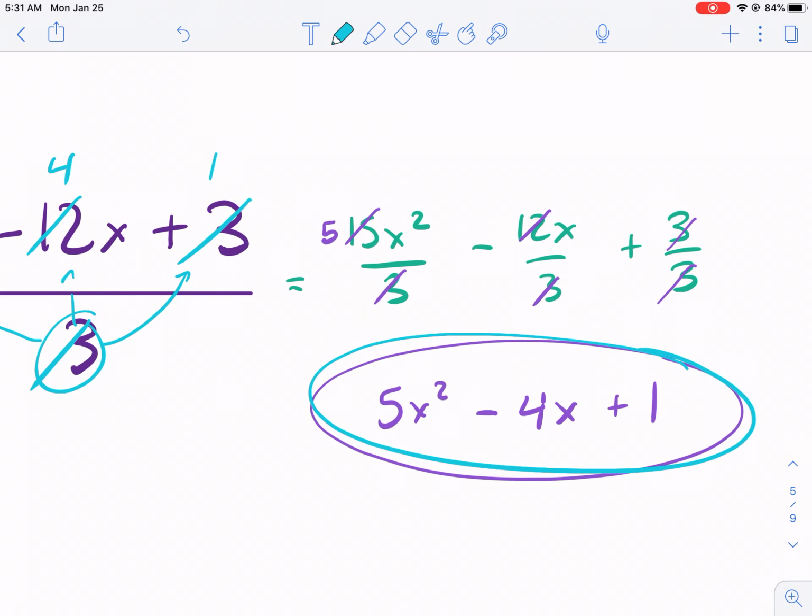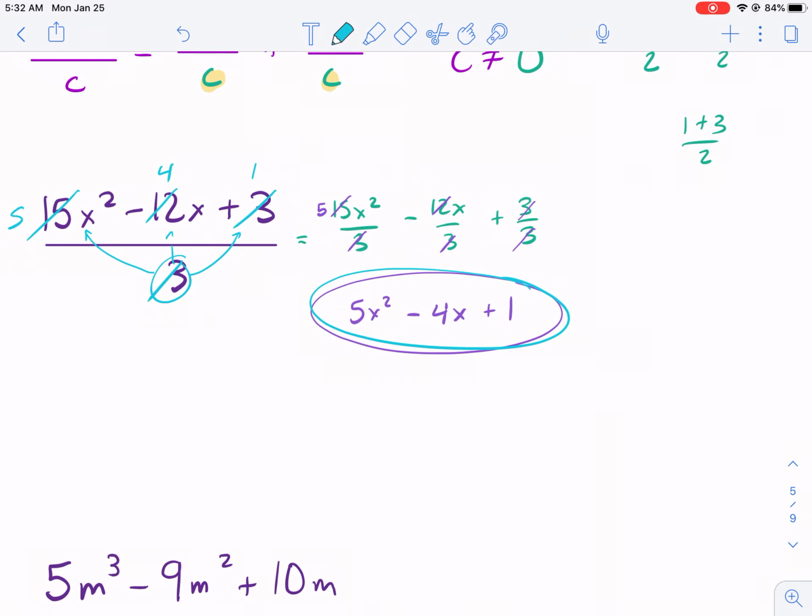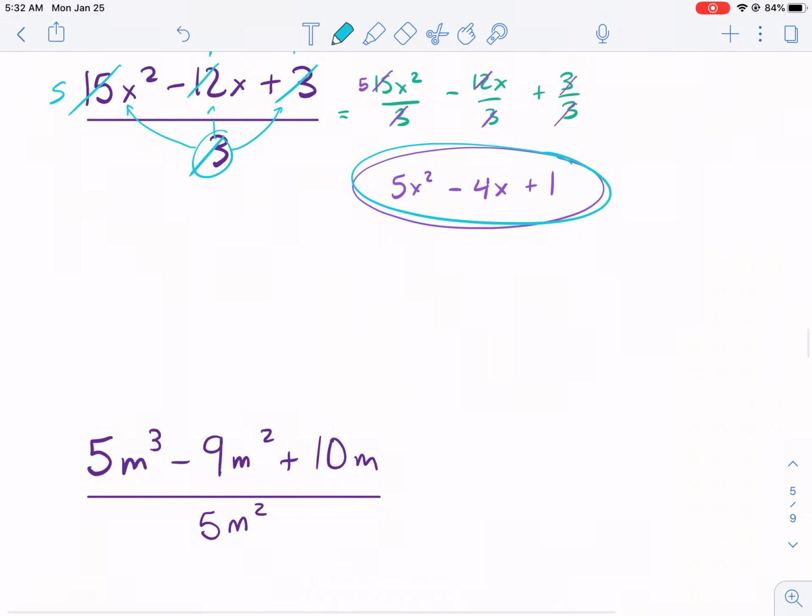You have to be careful using that method, though, because if it's not divisible, you're going to have to leave it in a fraction. Hopefully we'll get to an example later on with that.